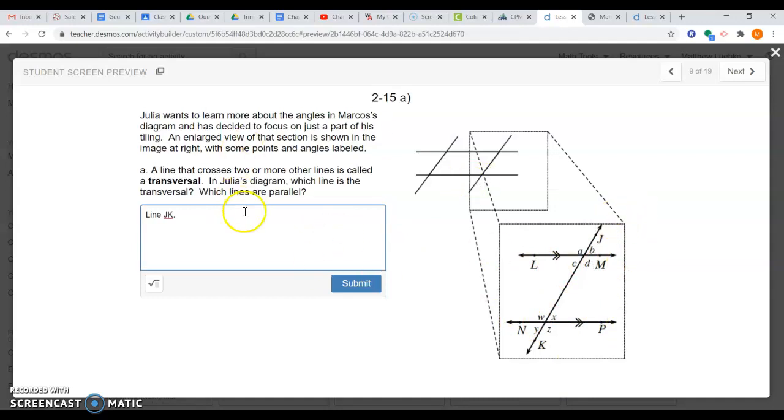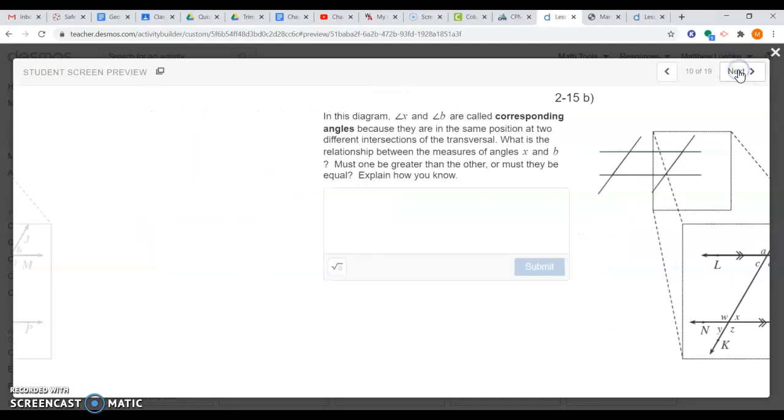Okay? If there are more questions, read the questions closely, make sure you're paying attention to vocab, and answer whatever they are asking us. Because I got the transversal one answered, but it also asks what lines are parallel. Make sure you state which lines are parallel in the diagram there.